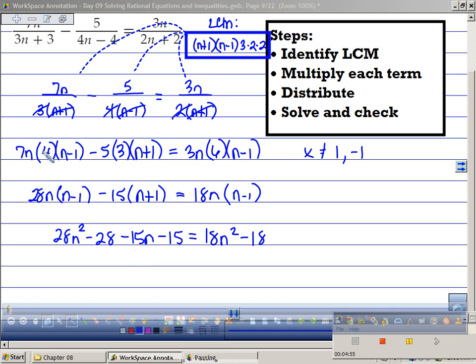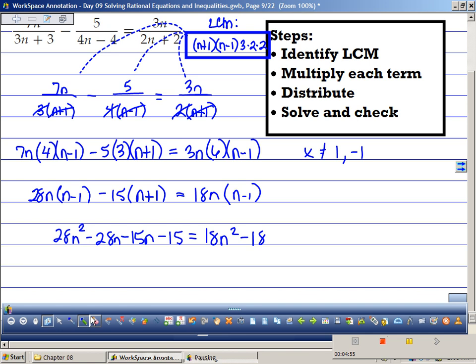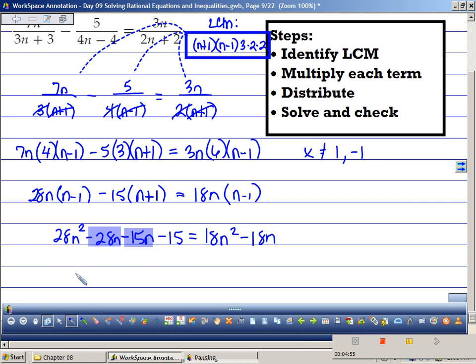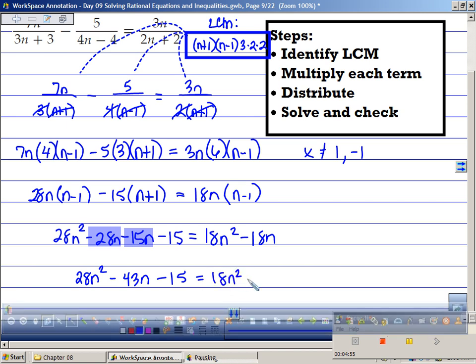28n squared minus 28n. Thank you. Perfect. All right, so what else did I do wrong? I already warned you guys, right? It's okay because I already warned you. Okay. All right. So I've got a negative 28n and a negative 15n. So this becomes 28n squared minus 43n minus 15 equals 18n squared minus 18n.